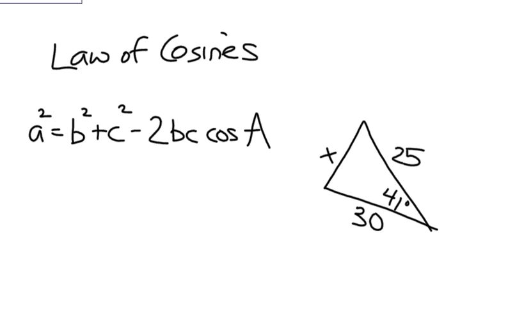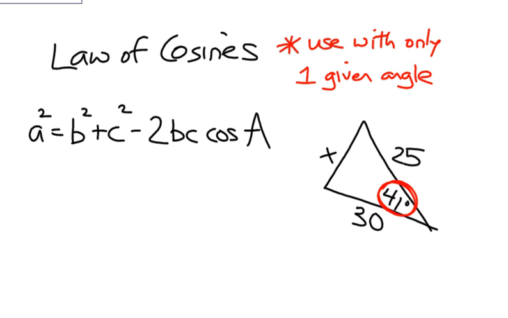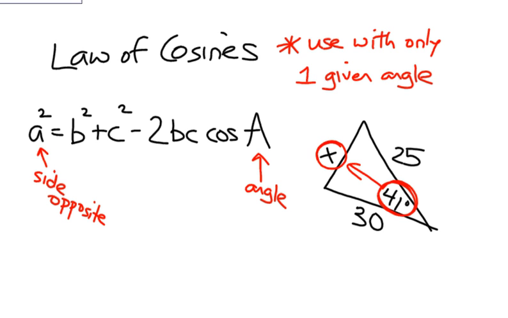Alright, last rule here, the law of cosines, we use with only one given angle, whether it's an x or a number. So this one has just one given angle. And if you look at the formula, A, B, and C are sides. Capital A is the angle. Little a is the side opposite. The other two, it doesn't matter. So these two are important. The other two, no one cares.